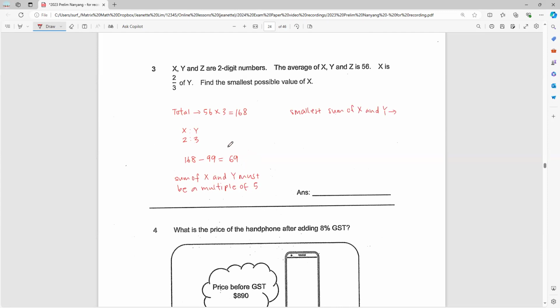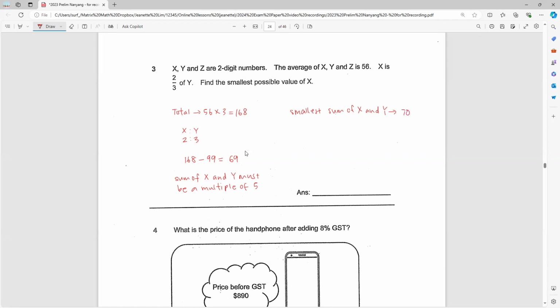Now remember this 69 is the lowest it can go because the biggest value Z can be is 99. So the lowest sum we can go is 69. Nothing lower than that, because if you have anything lower than that, then Z will become a 3-digit number, which is not supposed to be, because all the numbers are supposed to be 2-digit numbers. So 69, we have to go higher because 69 is the lowest it can go. So to get a multiple of 5, we use 70.